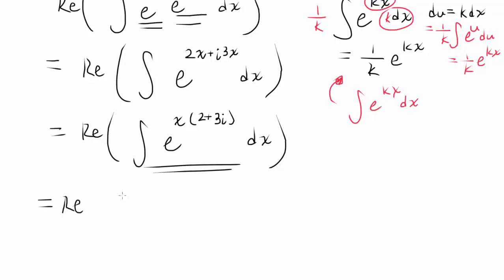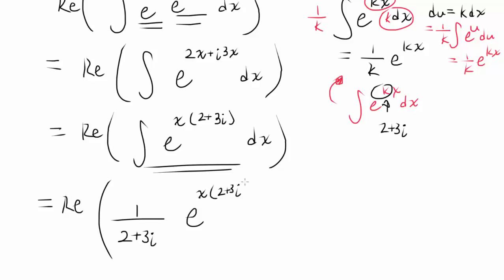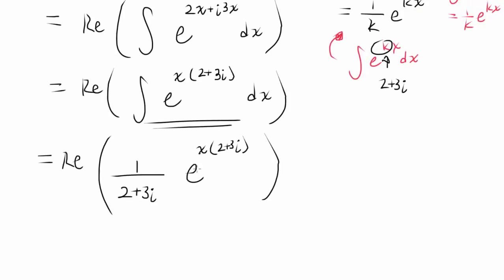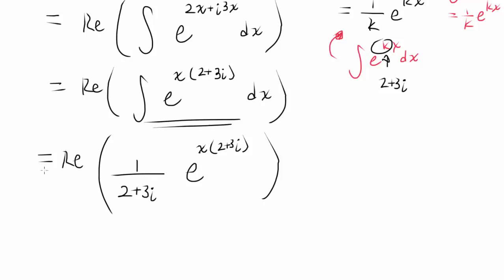So let's just apply this to this integral right here. We have the real part of e to the kx, and in our case, k is equal to 2 plus 3i. So we are going to get 1 over k, which is 2 plus 3i, times e to the x times (2 plus 3i). Beautiful.